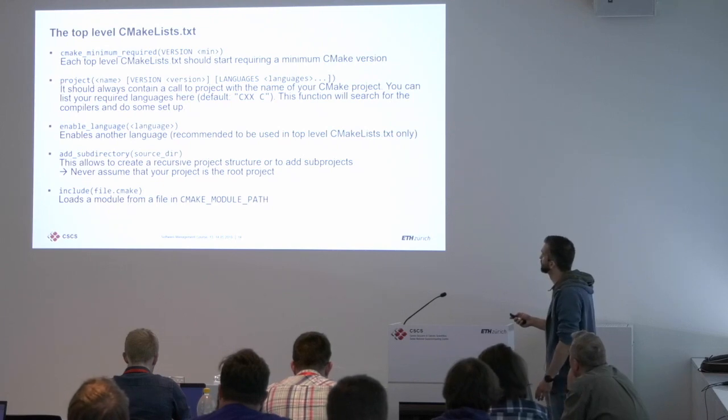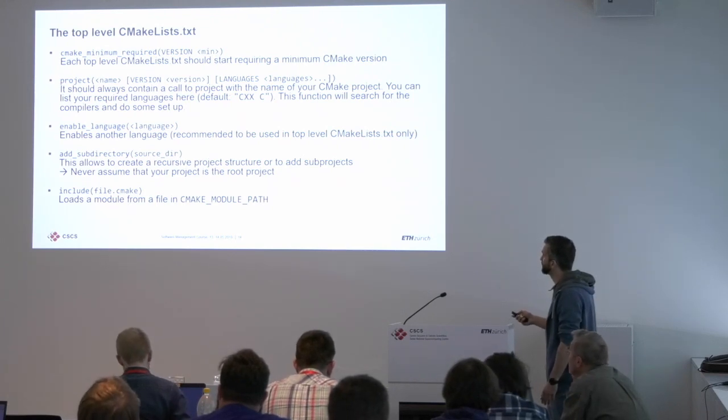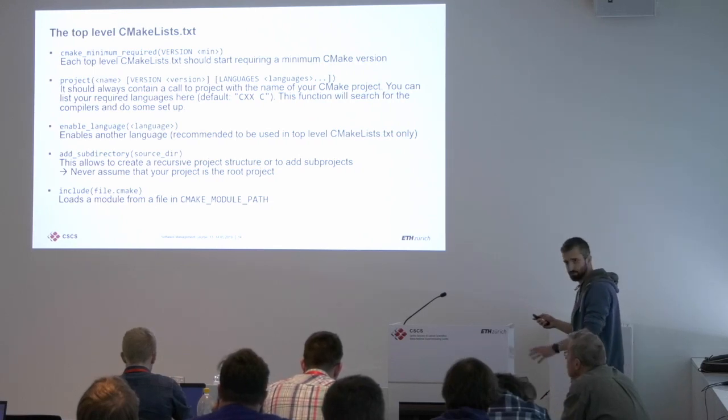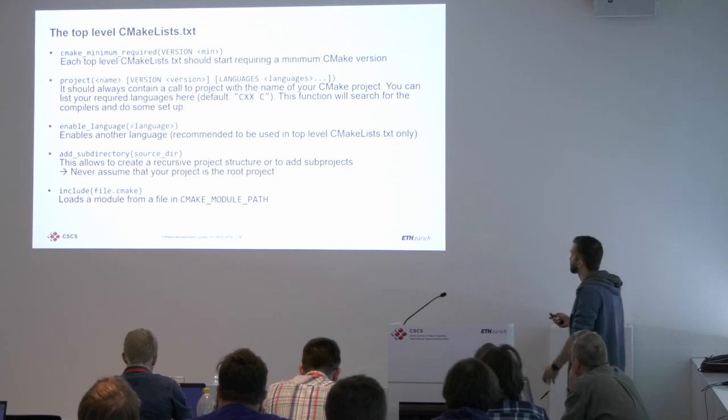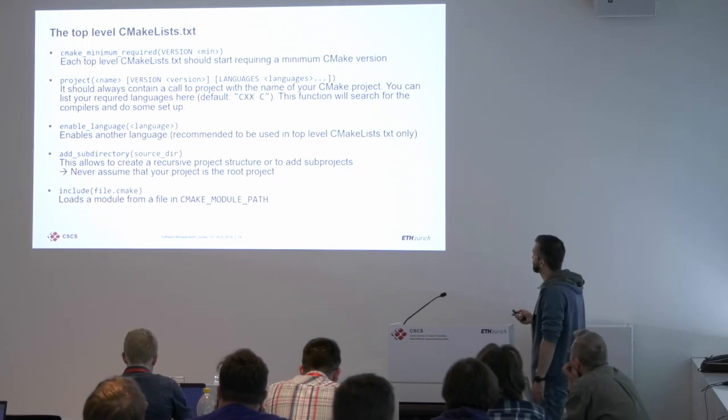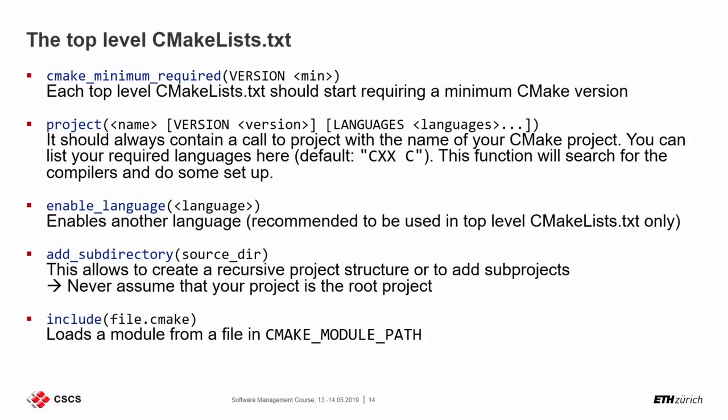The next thing is project. I already explained it. You give it a name. You can give it a version number, which we will use in some later exercise. And you can specify languages. For example, CXX for C++, C, Fortran, CUDA is also a language in CMake.